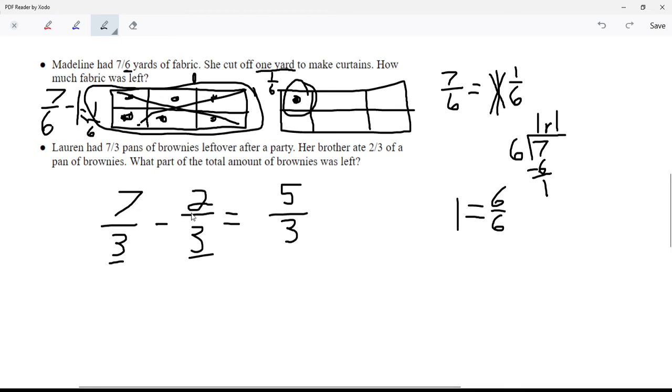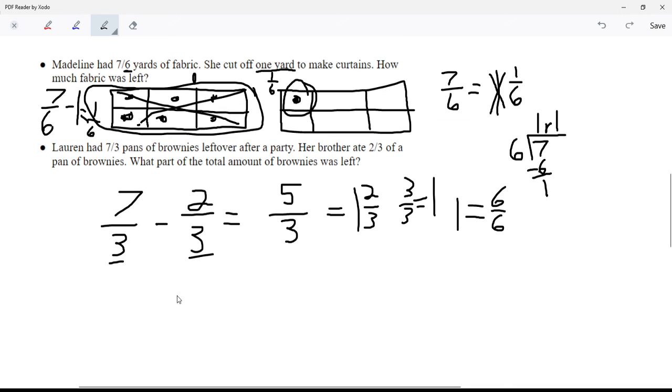So 7/3 minus 2/3 equals 5/3. So 5/3 then equals, since we know that 3/3 equals 1, that would mean that we would have 2 left over, and this would be 1 2/3. So now the answer would be 5/3 or 1 2/3.